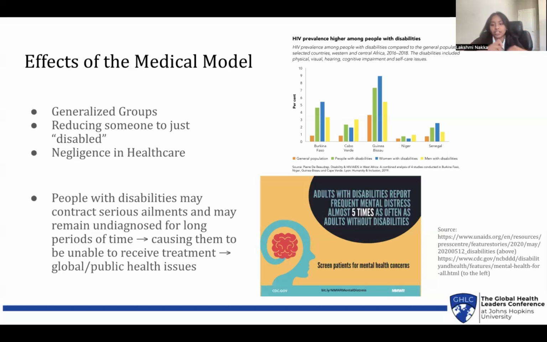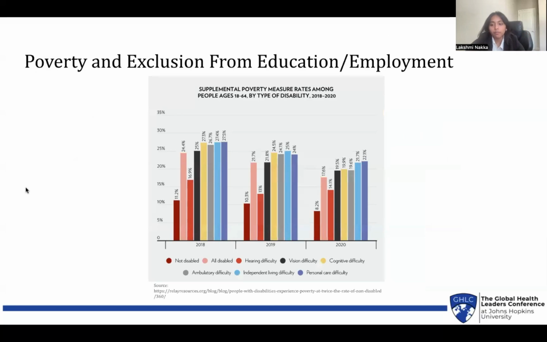And if we can't combat this inaccurate view, serious ailments like HIV, cancer, and hepatitis may remain undiagnosed for long periods of time, causing them to be unable to receive treatment. And it opens up the possibilities of transmitting these ailments to others, which can cause greater global and public health issues.